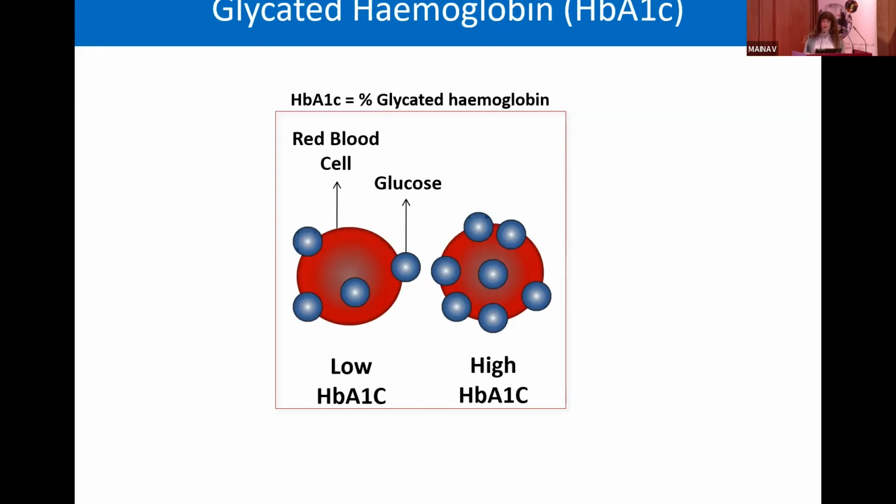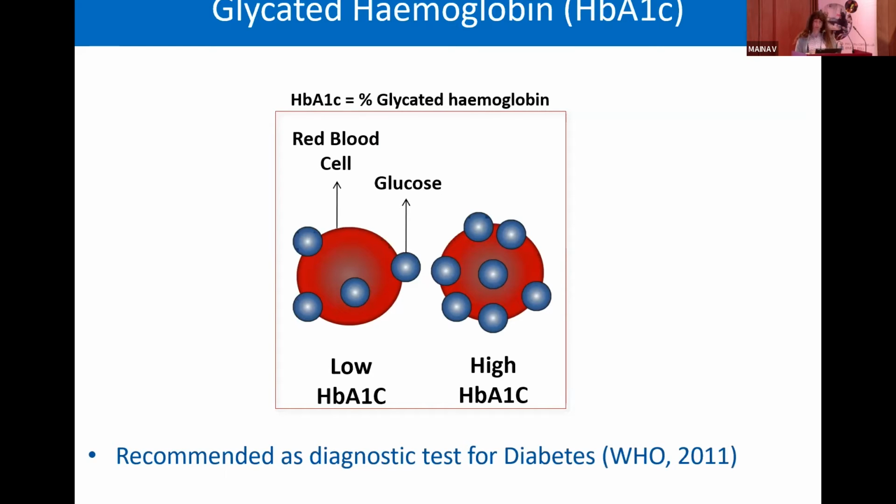Now, because you don't have to be fasted, and because rather than giving a snapshot of what your glucose is at that point, which is what fasting glucose and 2-hour glucose measure, it's actually become the most prevalent method to diagnose diabetes because it's more convenient and actually gives you a window into a 3-month period.